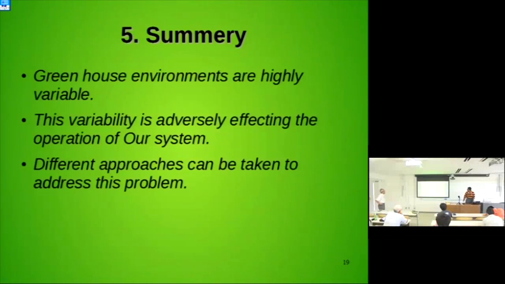Okay. So the greenhouse environment is highly variable. The variability is adversely affecting the operation of our system. So different approaches can be taken to this problem. So that's what I talked about last. Any question?